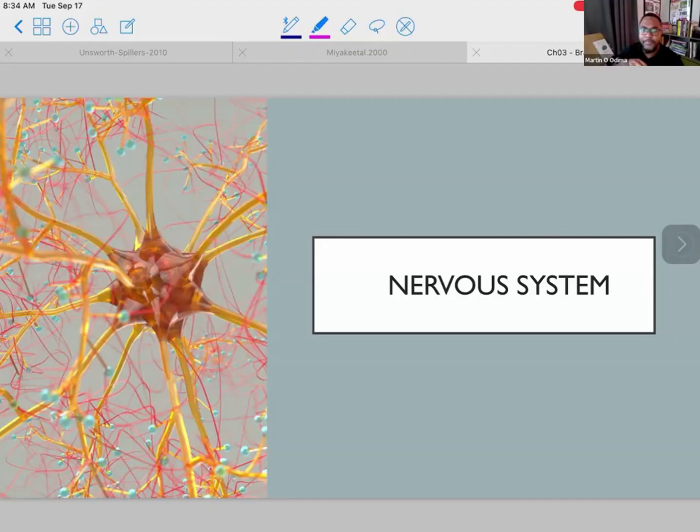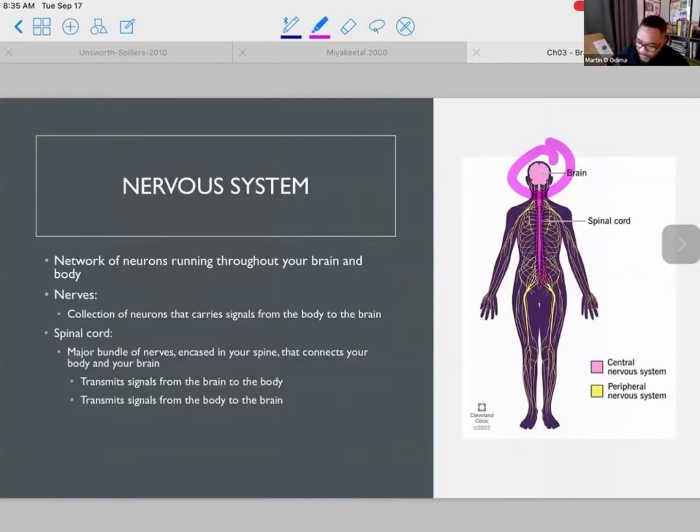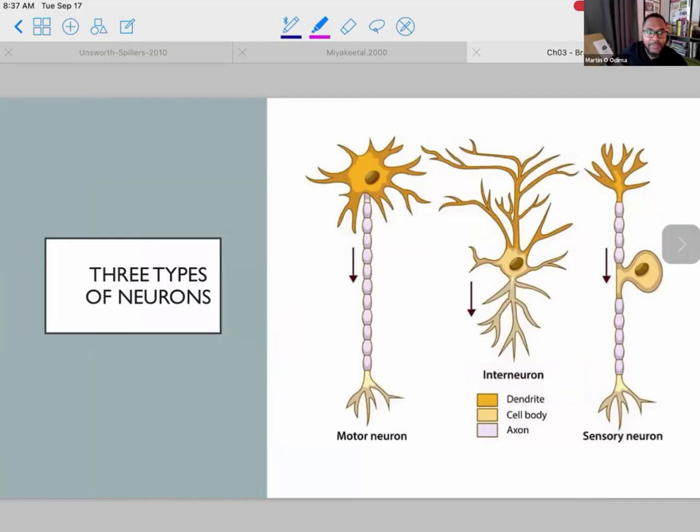communication and response. So the nervous system, like I was mentioning, runs throughout our brain and our body, and it's a collection of nerves, which are made up of neurons that carry signals from the body to the brain. And there's three types of neurons. There is a motor neuron, there is an interneuron, and there's also a sensory neuron.